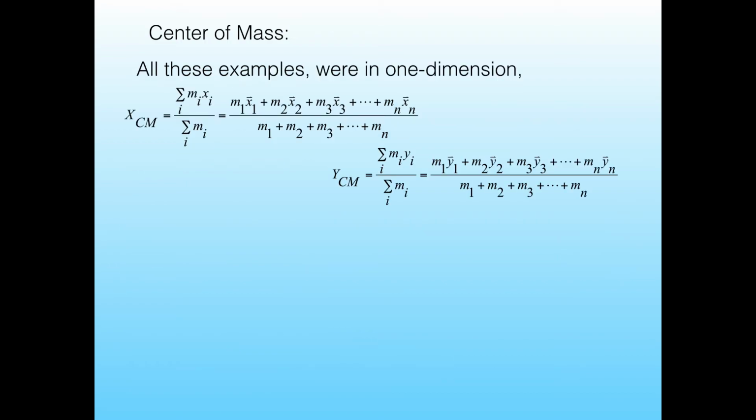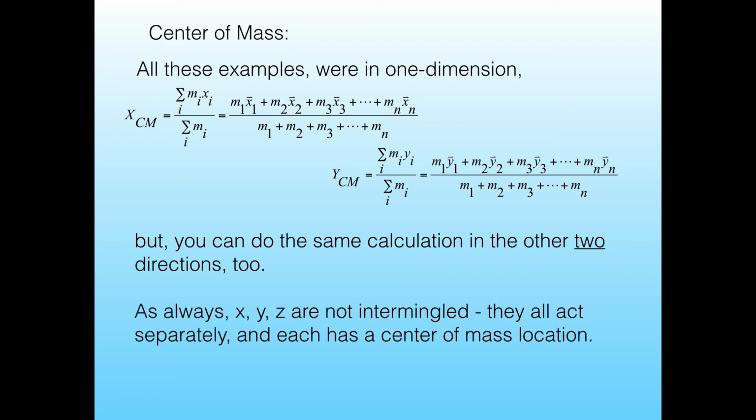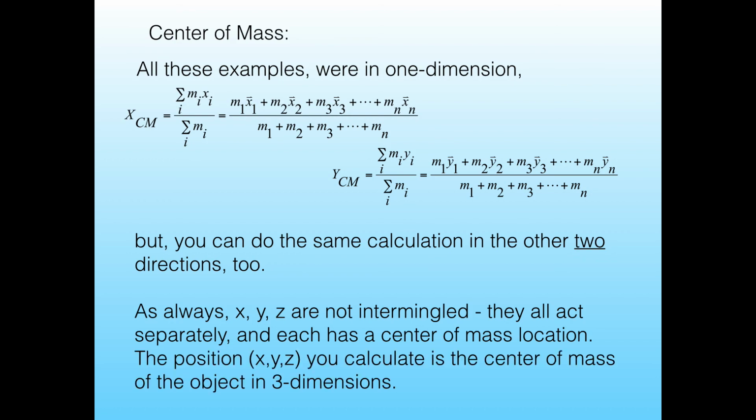So in all these examples, we just calculated the center of mass in 1 dimension, but you can do the exact same thing in x, y, and z. I'm giving you the equation for y, but the equation for z is the same as well. And as always in this class, this is a recurring theme: x, y, and z are not intermingled. They all act separately, and each has its own center of mass location. And so that center of mass has a position in 3 dimensions. You can calculate them all separately and have the position for the center of mass, or the balance point.